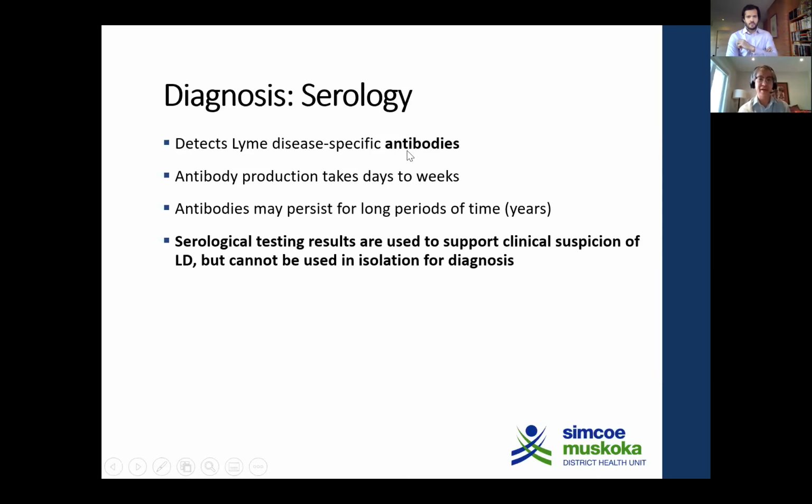What it does is detect Lyme antibodies. Because antibodies take days to weeks to develop, this decreases the sensitivity in the first 30 days. After the first 30 days, as time goes on, the sensitivity starts to increase fairly quickly. So it is good later on, in the latter parts of Lyme disease, but unfortunately we're trying to identify and treat early to prevent those stages. The antibodies may persist for a long period of time, so if someone has been infected and treated, it's very difficult to use the same test to look for reinfection. You'll have to wait for an increase in those specific antibodies. So it is a test used to support clinical suspicion, but it really can't be used in isolation for diagnosis.